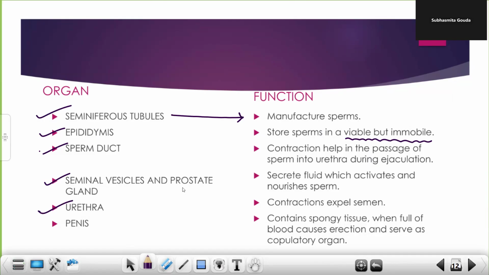Urethra means its contraction expels the semen. जिसके contraction की वजह से semen बाहर आता है. Next one is the penis. Penis contains spongy tissue which fills with blood, causes erection, and serves as a copulatory organ. Here one is the copulatory organ.